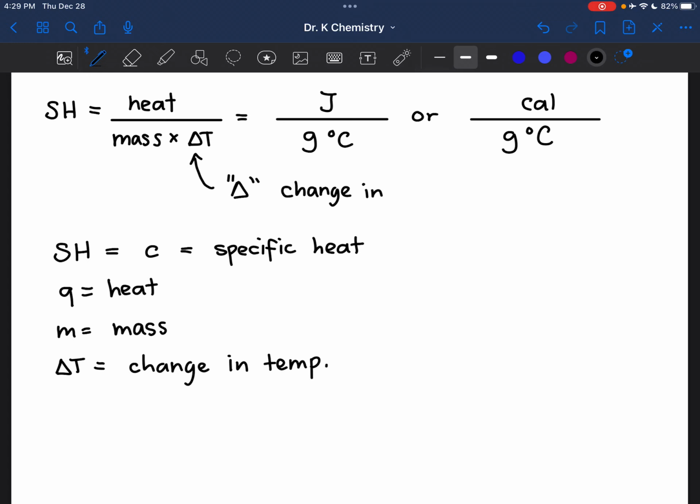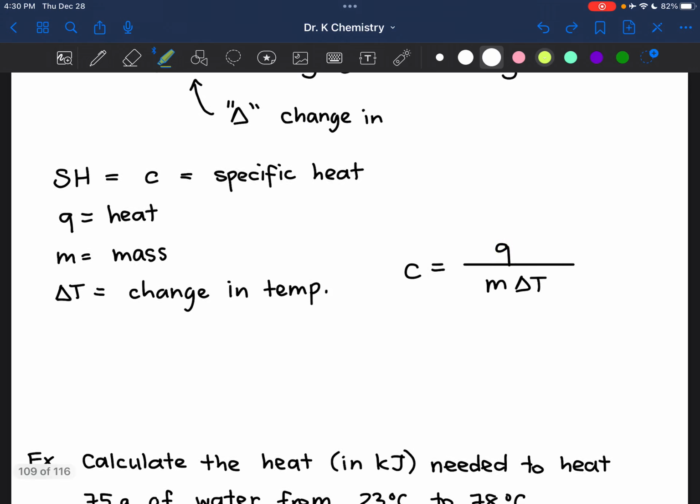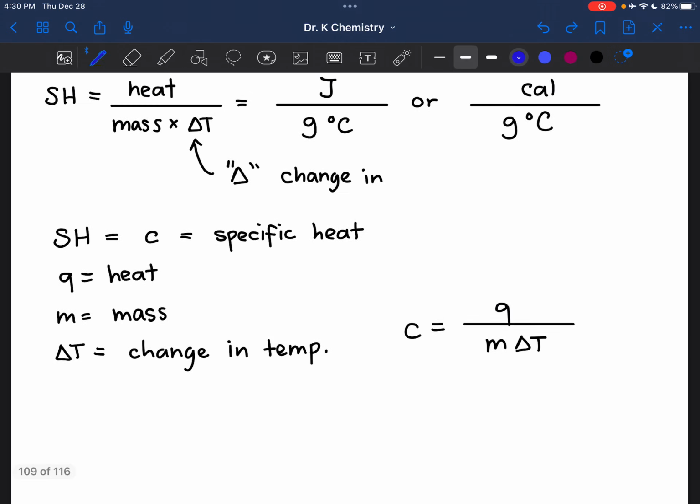So I'm going to rewrite the specific heat equation from above using these units. So that would be C is equal to Q divided by M and delta T. Now, if we wanted to solve for heat, or Q, we can rearrange this equation. So if I want to have Q off by itself, I'm going to multiply both sides by M and delta T.